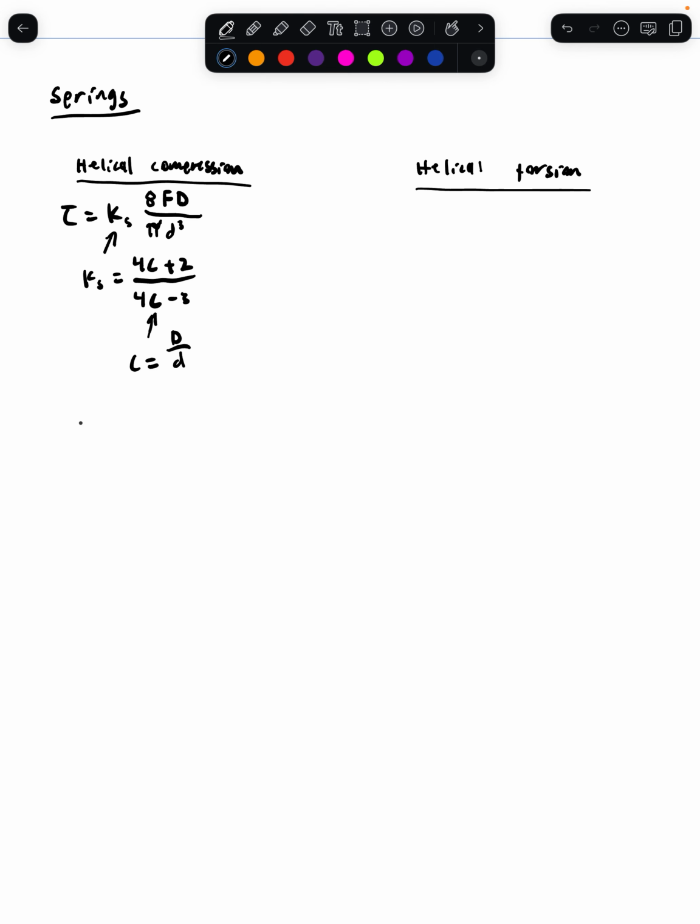And then another important equation is that the spring constant K equals little d to the fourth times G, which is the shear modulus of elasticity, divided by 8 times big D cubed times N. This N is the number of active coils. And that depends on the end condition of the spring.